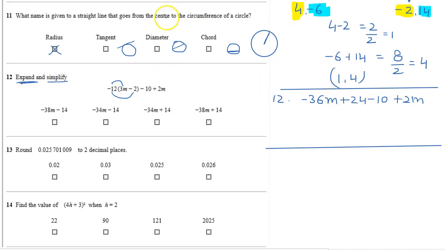Simplify means collecting the like terms. Now let us see which terms have m in them. This one and this one. So minus 36 plus 2. That is minus 34m. And these are the numbers. 24 minus 10 is plus 14. So minus 34m plus 14. So this is the answer.